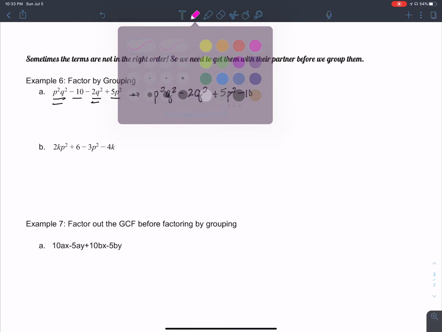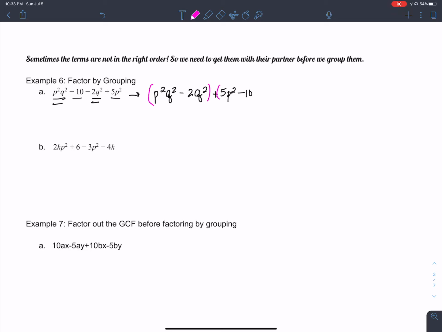Now I can Spock it. Take out my GCF. Q squared times p squared minus 2. Take out my GCF. Plus 5 p squared minus 2. GCF is p squared minus 2. I'm left with q squared plus 5. Alright, let's do it again.